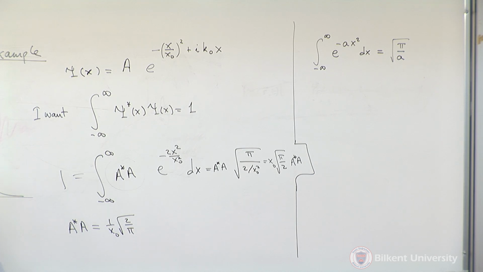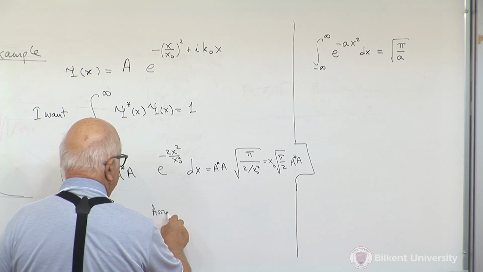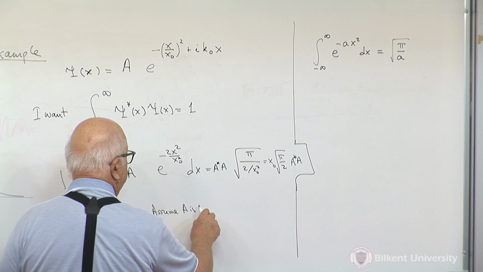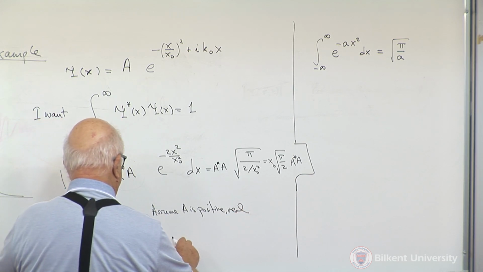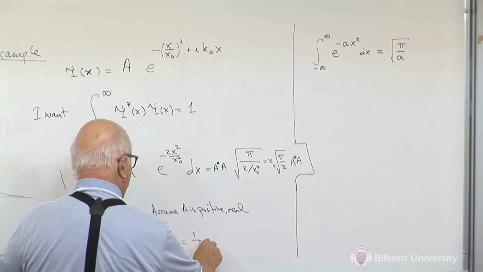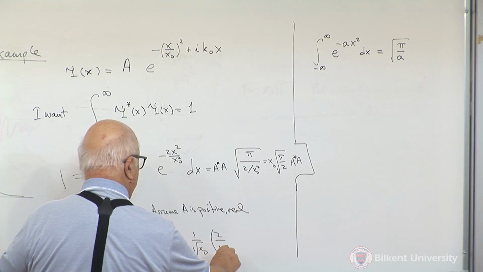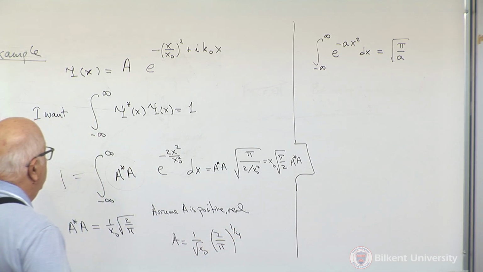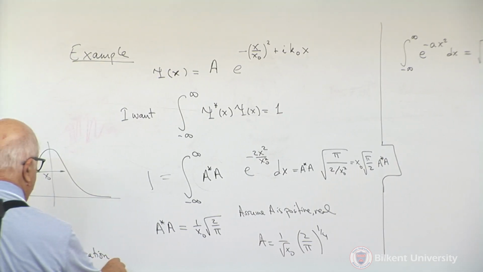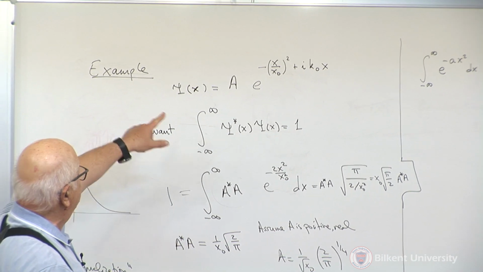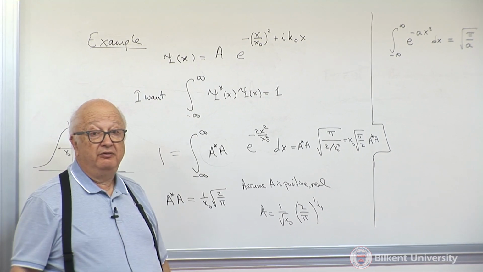So a is in general a complex number, but without losing any generality, I can assume that a is positive and real, in which case I get a is equal to 1 over square root of x0 times 2 over pi to the power 1/4. Okay, so this process is called normalization. And if I put that a into that equation, this becomes a normalized wave function.